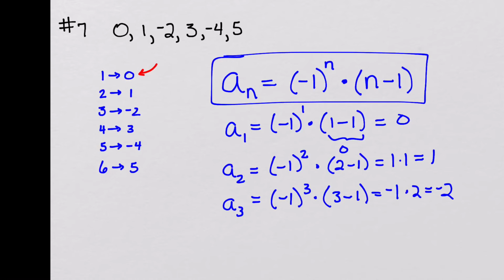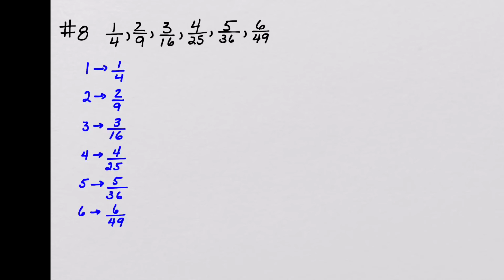Let's take a look at number 8. In this problem, our terms are fractions. So when I set up my relationship, I have 1 going to 1/4, 2 going to 2/9, and so on. When I'm working with fractions, I'm going to think of the numerator and denominator as two separate things. So I can come up with a formula for the numerator and then a formula for the denominator, and I just make a fraction out of those two formulas.